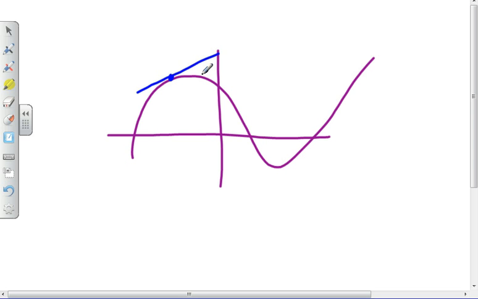The slope is the tangent of the curve. That's what it's saying. All right. And it's saying that the slope.